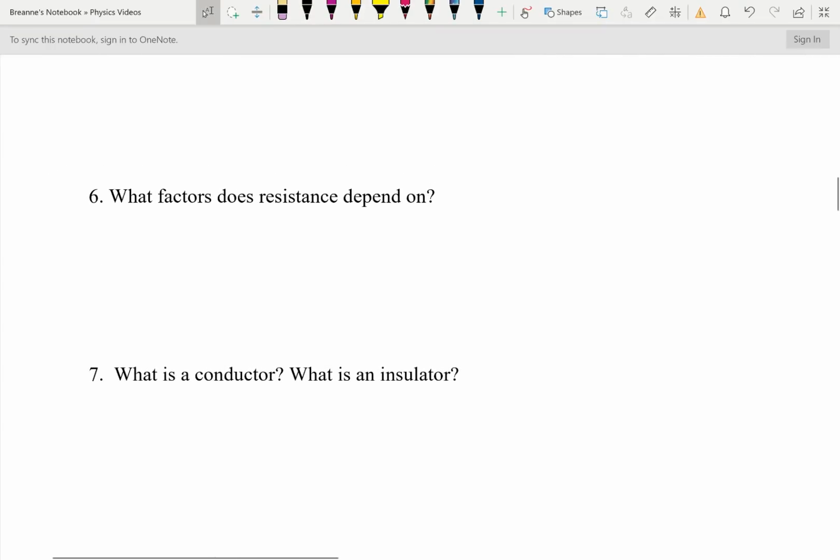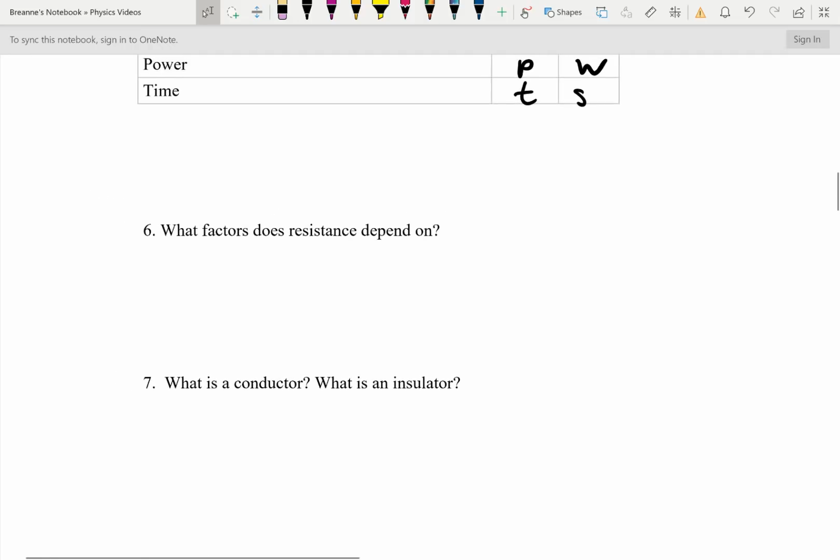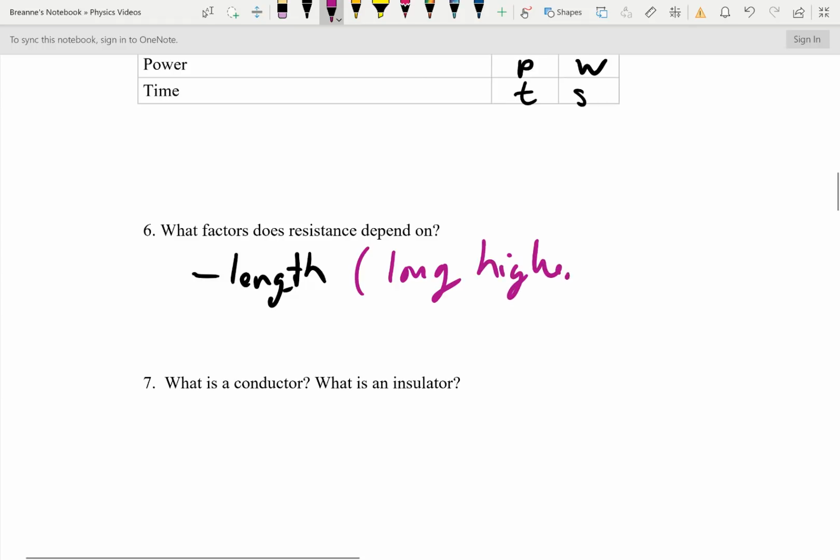What factors does resistance depend on? Think about your notes and think about the Play-Doh lab you did. The big factor is length. The longer it is, the higher the resistance. Therefore, the shorter it is, the lower the resistance.